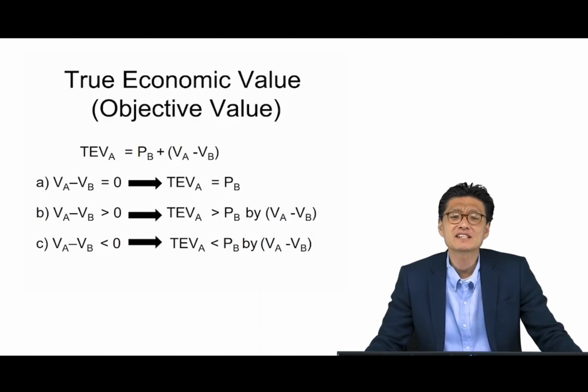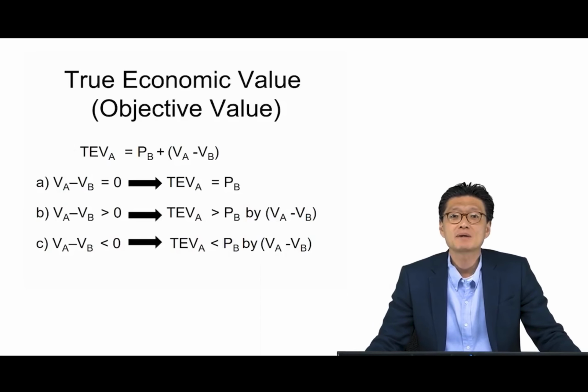So that's the first scenario. Moving on to the next scenario, when V_A minus V_B is greater than zero, that means that I am providing more value than brand B. That's a good thing from brand A's perspective. Therefore, TEV_A should be greater than the price of B. Why? Because I am providing more value than brand B, so my price should reflect that. It should be captured in the price that I'm charging to my customers. So that's why we see TEV_A is greater than P_B.